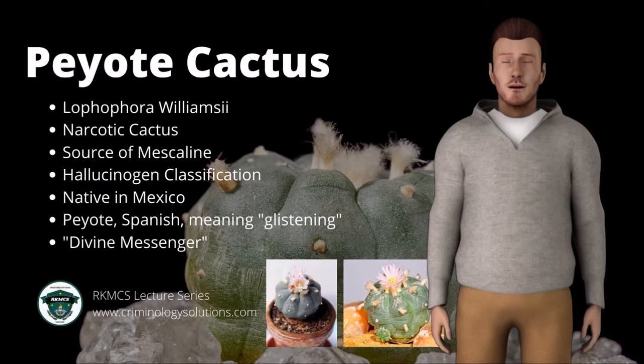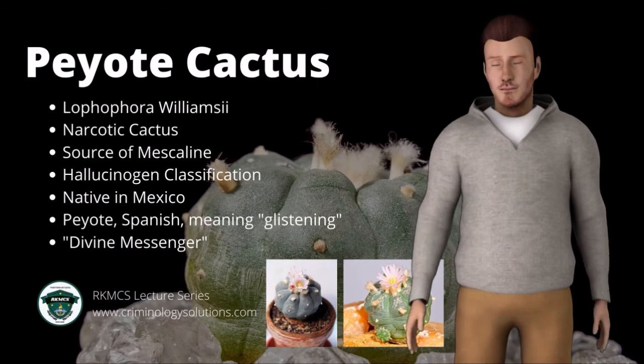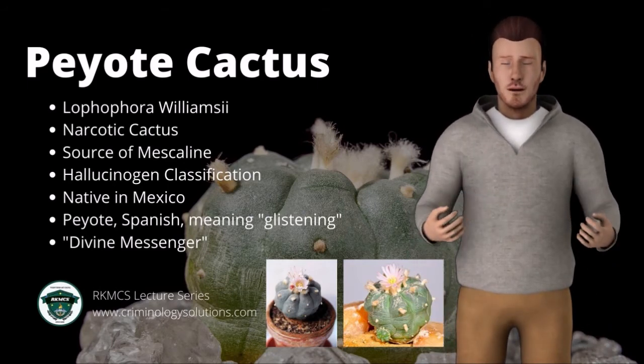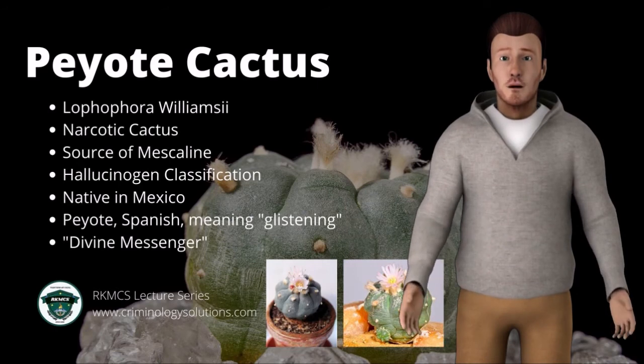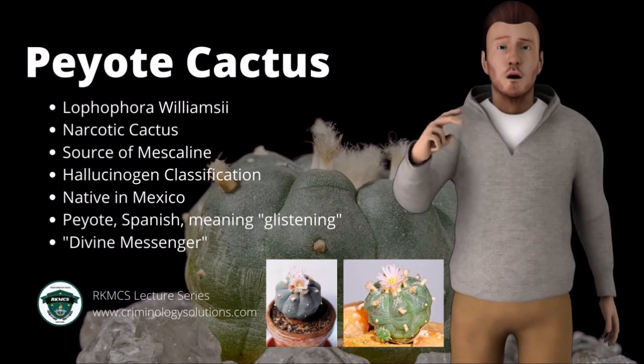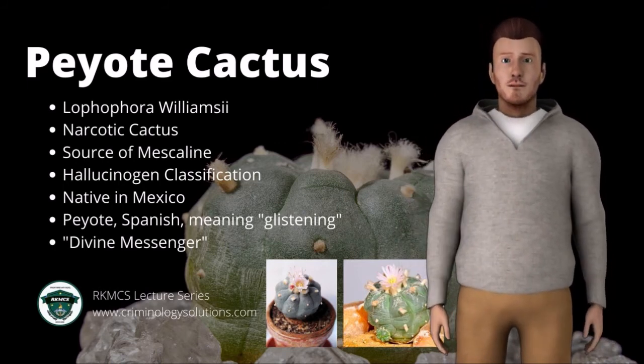Now, finally, we have the peyote cactus. Another source of narcotic drugs is the peyote cactus, scientifically known as Lophophora williamsii. Peyote, sometimes referred to as the narcotic cactus. Peyote is a Spanish word derived from the Aztecs, meaning glisten or glistening. Other sources translate the word as divine messenger. It is commonly found in Mexico and its borders.